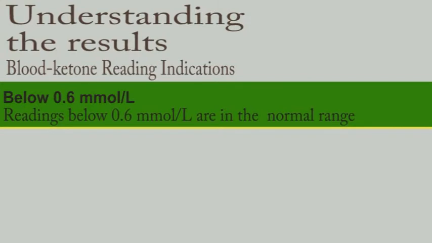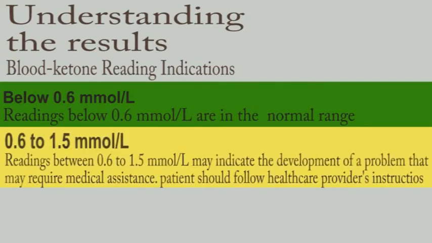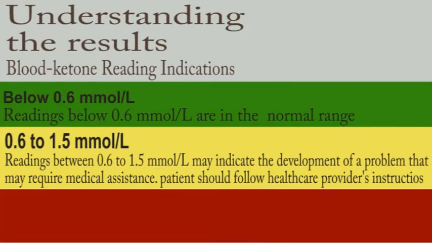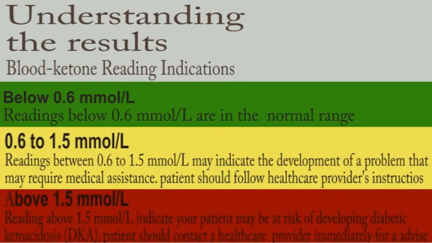Whereas if your beta ketones are from 0.6 to 1.5, this may need medical help or medical support. So you must speak to the healthcare provider regarding this. Whereas if beta ketones are more than 1.5 millimole, this is a serious condition. The patient can reach a coma condition. So during this condition, immediate hospitalization is definitely required.